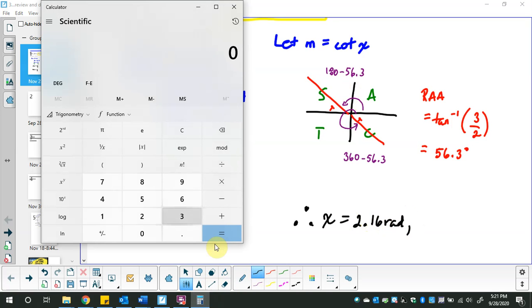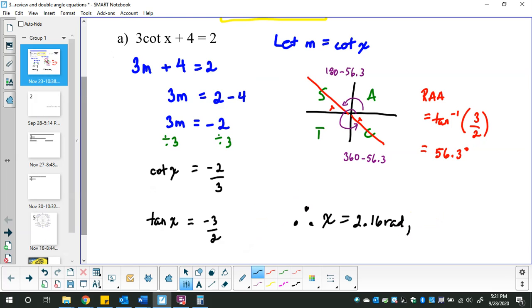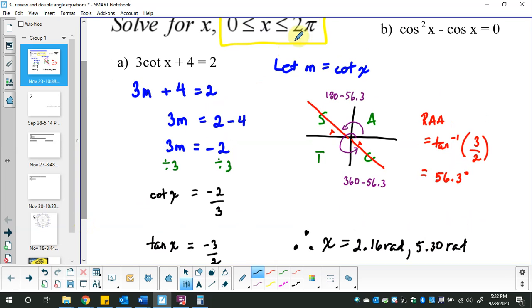Go through the same process, different numbers. 360 minus 56.3 is 303.7 degrees. I need it in radians, so times pi divided by 180 is equal to 5.30. So we have a good idea that these are the right answers, because if you think about it, 2 pi is 2 times 3.14, which is 6.28, and I haven't gone over 6.28, so that's good news. So this was not a unit circle question, and it was a linear question.